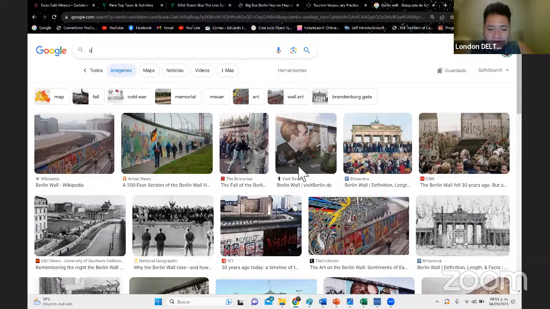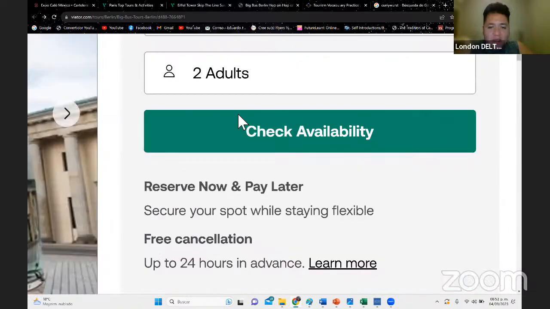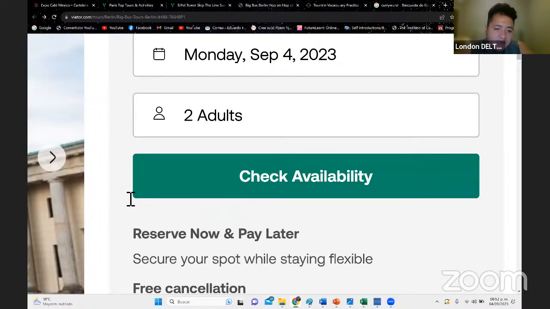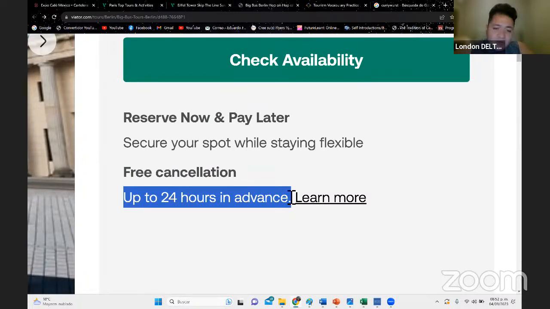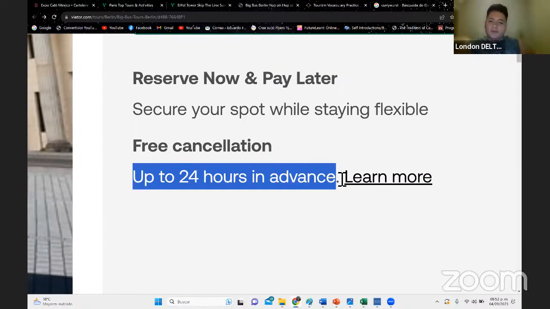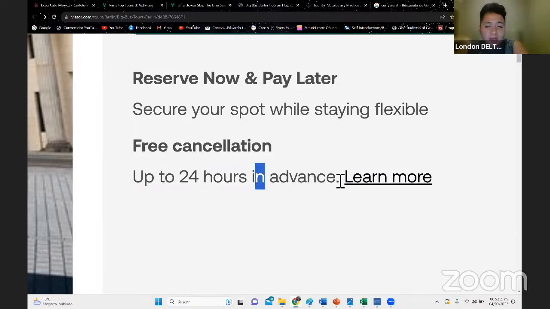Okay, so we check the options too, right? It says, so that means aquí se reserva, pero se paga ya hasta que llegas al lugar, right? Free cancellation, up to 24 hours in advance. ¿Cómo entienden esta frase? Up to 24 hours in advance. What does that mean? ¿Se puede cancelar 24 horas antes? Exactly, muy bien. Up to es como hasta 24 horas in advance anticipación. So you can cancel up to 24 hours in advance.